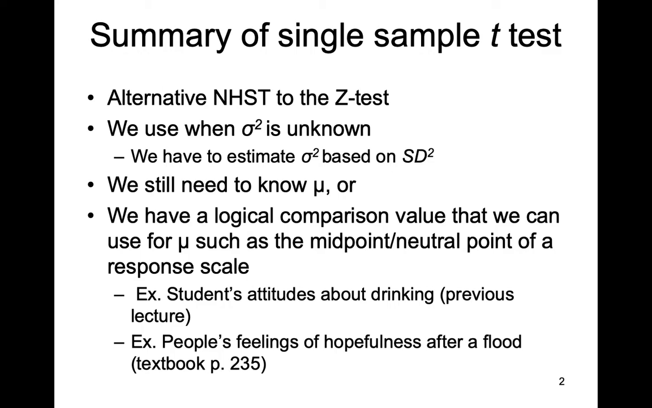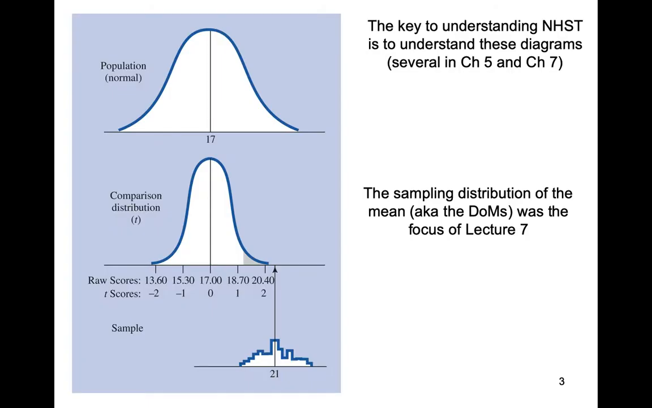There's another similar example about using the midpoint of a response scale as a logical comparison value, and you can find that in the textbook on page 235. There's an example about people's feelings of hopelessness after a flood. I wanted to show this graphic from the textbook because I think this graphic and similar graphics that the textbook uses are really great ways to understand null hypothesis significance testing. There are several of these presented in chapter 5 and chapter 7.